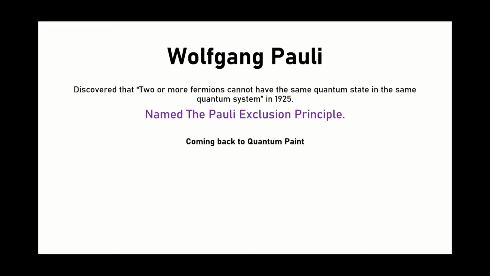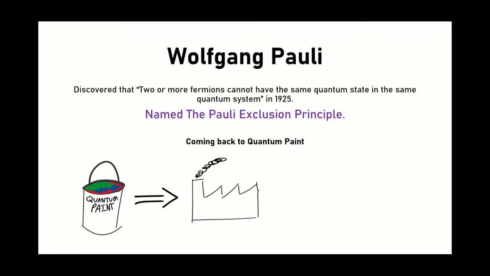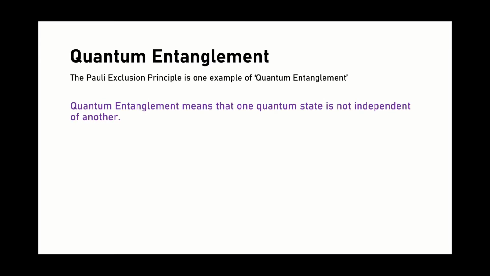Now, if we come back to quantum paint, let's say that it abides by this principle. So this quantum paint must have been made in a factory where other quantum paints were made. So we could say, since it comes from the same origin, it's a part of the same quantum system. Now this leads on to quantum entanglement. The Pauli exclusion principle can be named as an example of quantum entanglement. Quantum entanglement means that one quantum state is not independent of another.